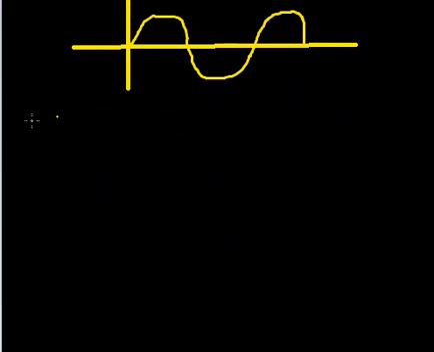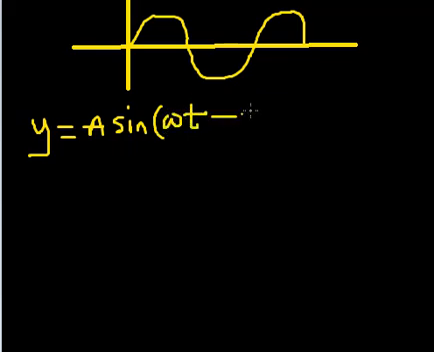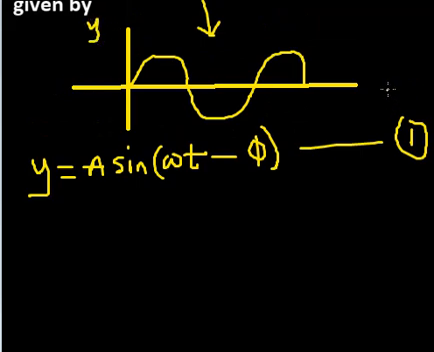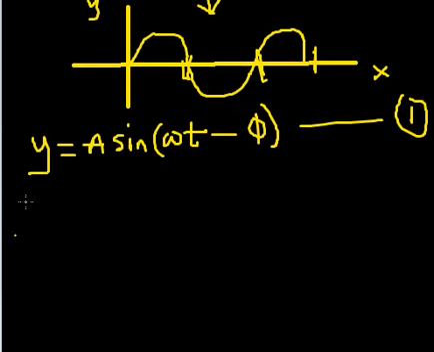For a progressive wave, the equation is given as y equals a sine of omega t minus phi. This is one way of representing the equation. We'll look at what all this represents. You know very well that y is always our vertical axis, and x is horizontal. At this point, the position of the wave can be represented in time intervals. The vibration is based on time.